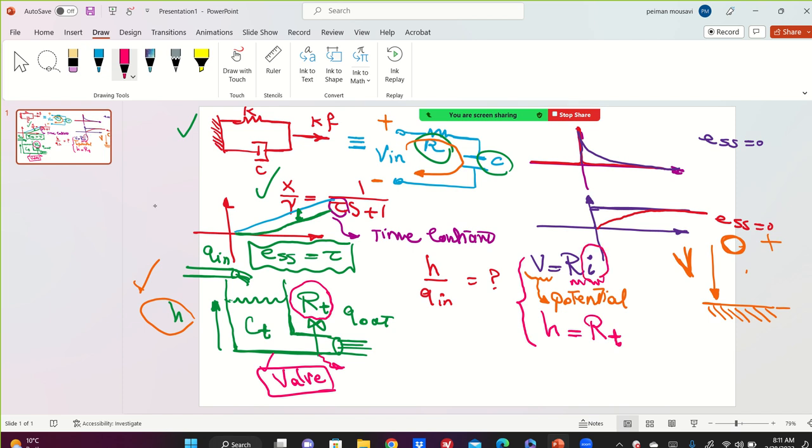Which current depends on the R here? Look at here. Current is Q in and Q out, right? Which of them is directly affected by the RT? RT. Yes, Q out. Relation number one.